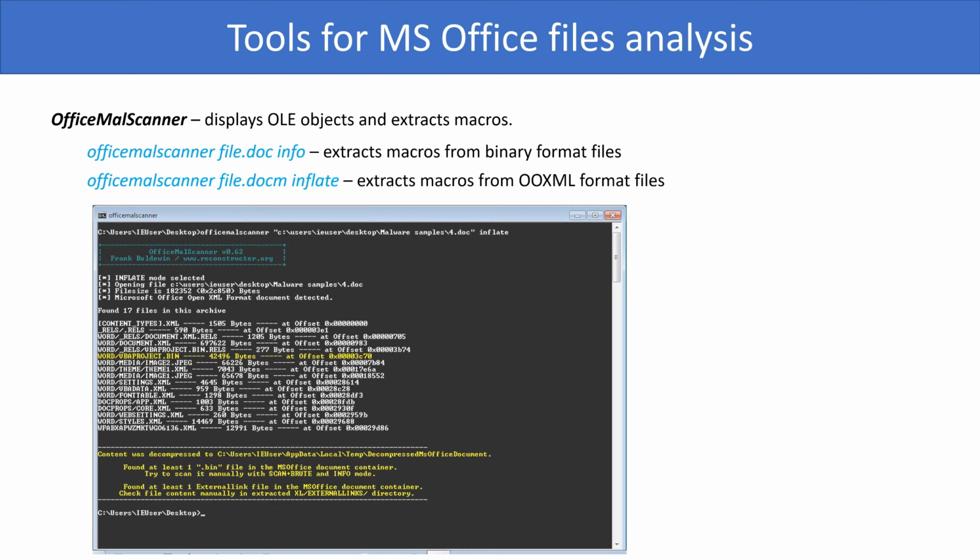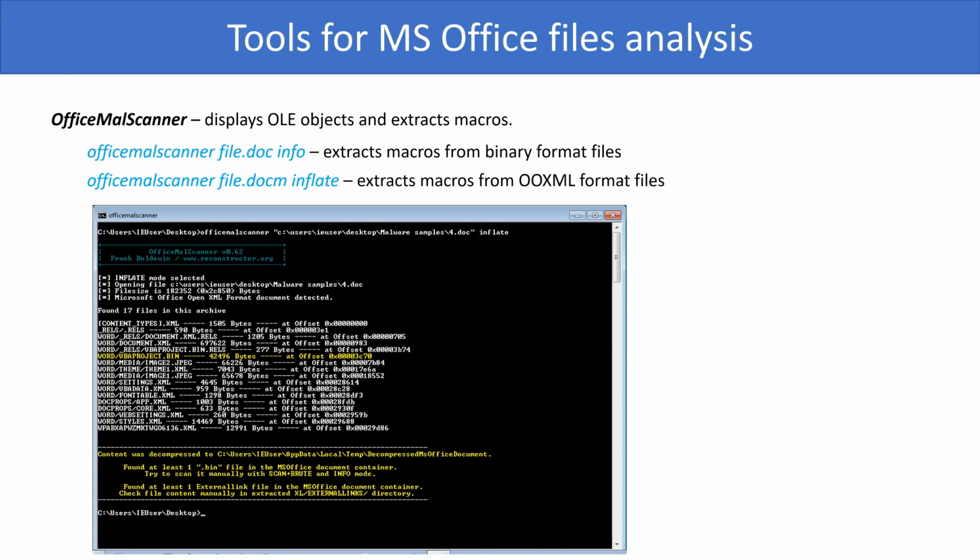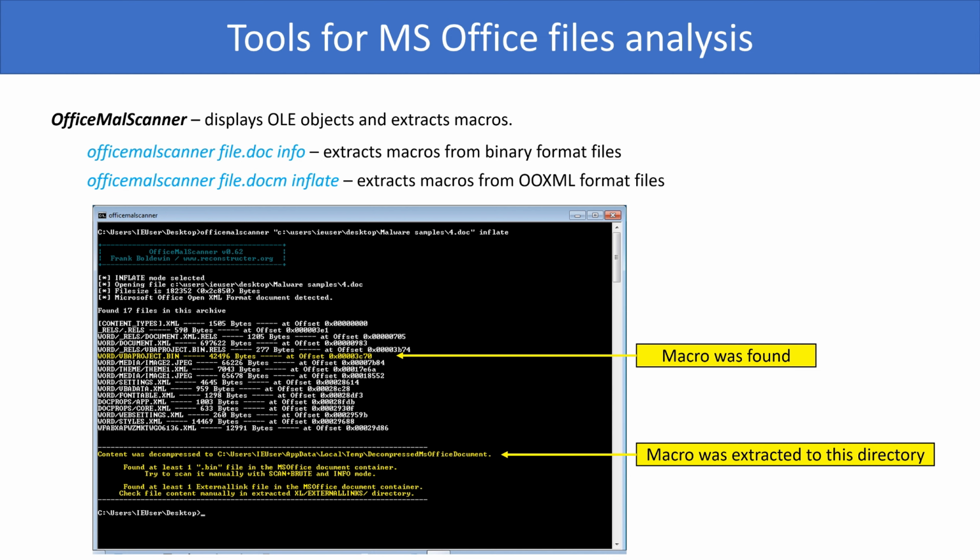Here's what the program's output looks like. It's immediately noticeable that the file is in XML format. The program detected a macro. Since the macro is a binary file, the program isolated and converted it into a readable format for us, saving it in the specified folder. We can safely open this file in Notepad and review the entire code. Furthermore, a suspicious link to another file was detected.